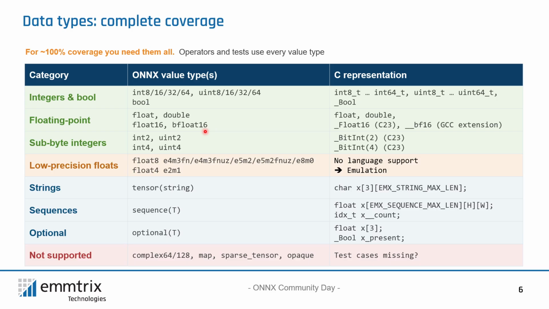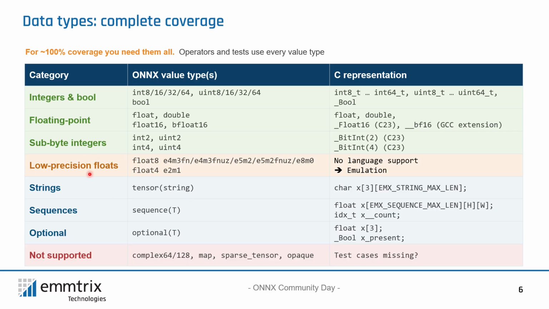16-bit float is supported in C23, but for B float we need to use a Clang or GCC extension. For sub-byte integers, we now also have support in C23, but the drawback is that if you store an array of such small ints in memory, they will always consume 1 byte, so there is space wasted.